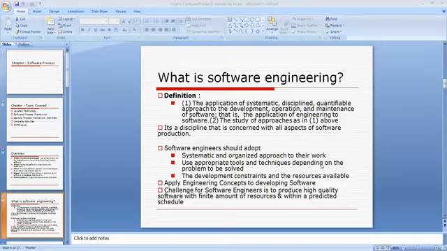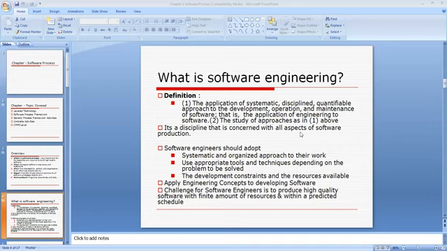Now, it is a study. It is a study of approaches. It is a discipline that is concerned with all aspects of software production. So this is exactly the definition of software engineering.